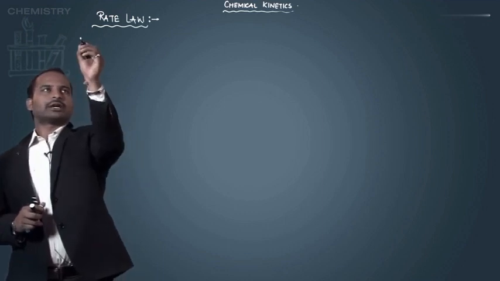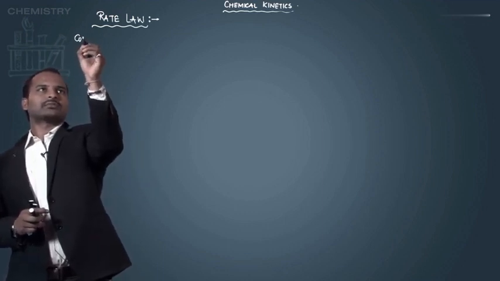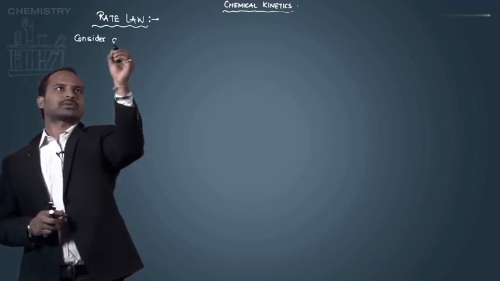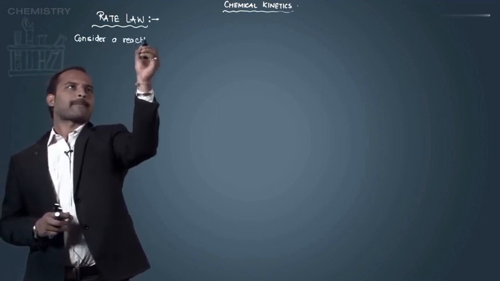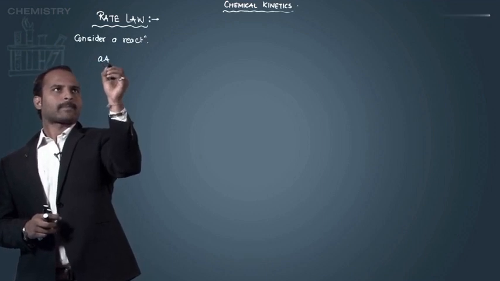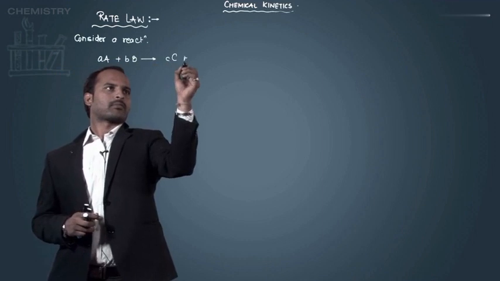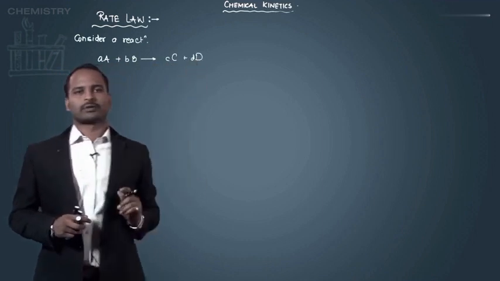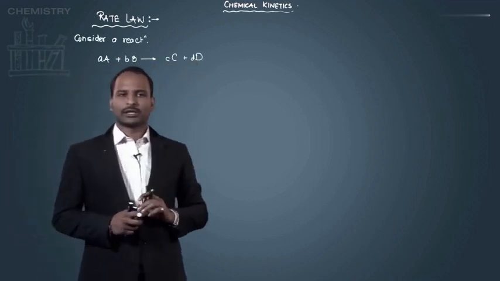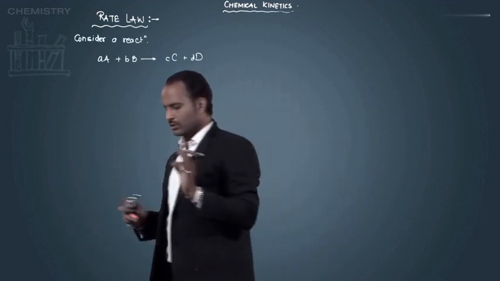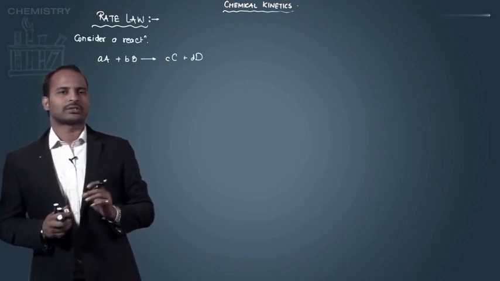So here we have the rate law. In chemical equilibrium, we had studied a law that is called the law of mass action. In chemical equilibrium, we have a law called the law of mass action. What was that law? The law also tells us about the rate of reaction and the concentration of reactant.